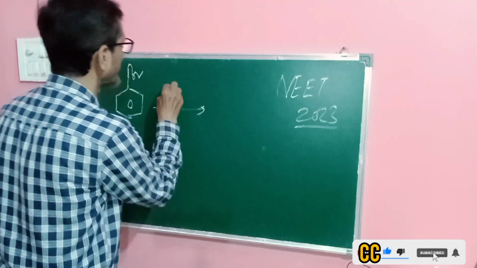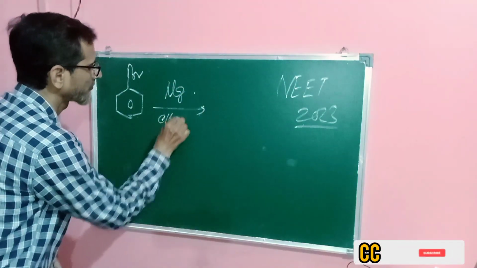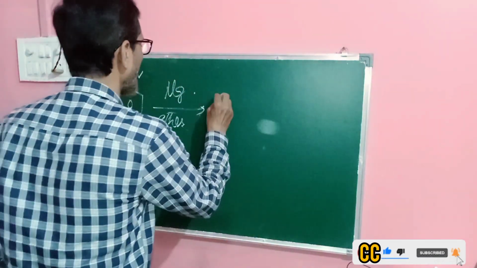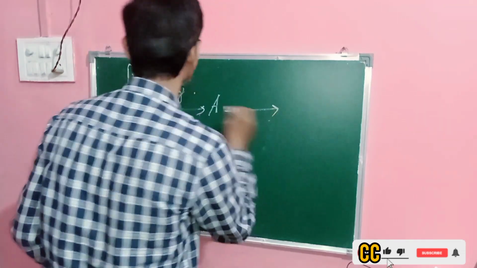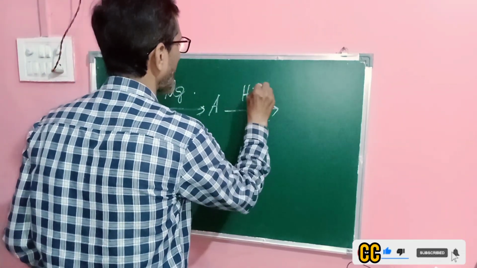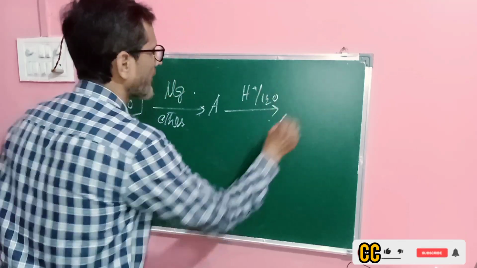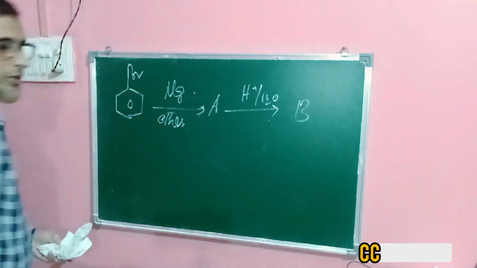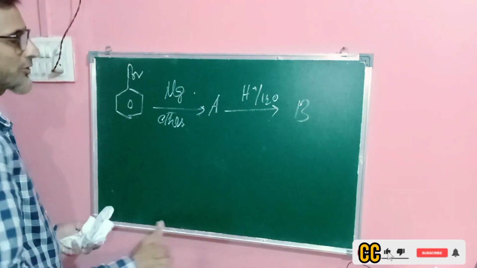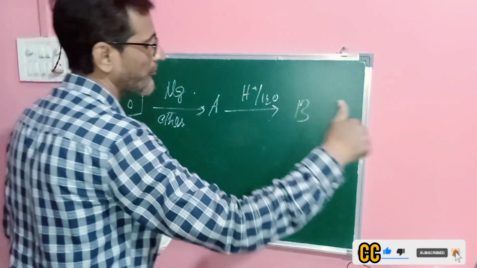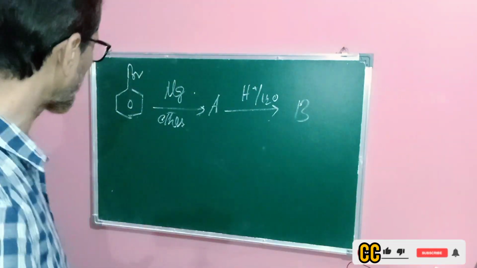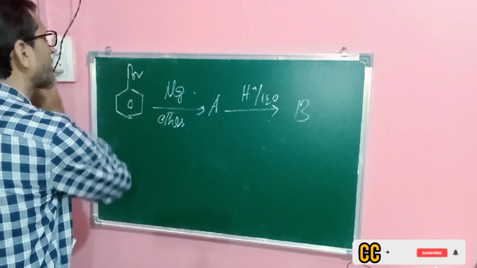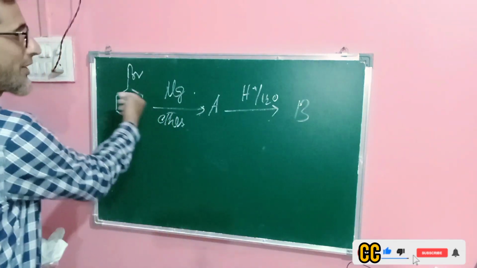The question was bromobenzene, magnesium, dry ether, answer A; then acid hydrolysis, answer B. What is the final answer? If you recall, one conversion was bromobenzene to benzoic acid. I did it in an earlier class. So now I will apply it once again. When there is bromobenzene, I told you last class, you try to make it a Grignard reagent.